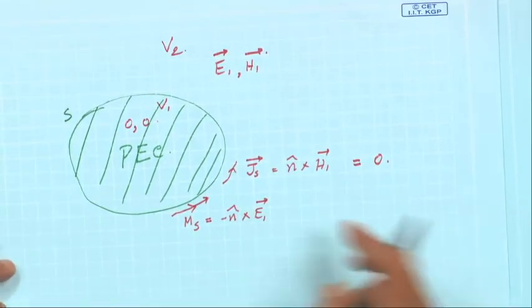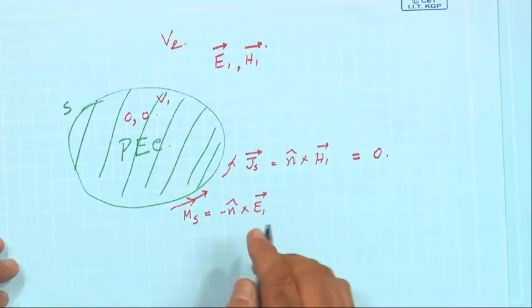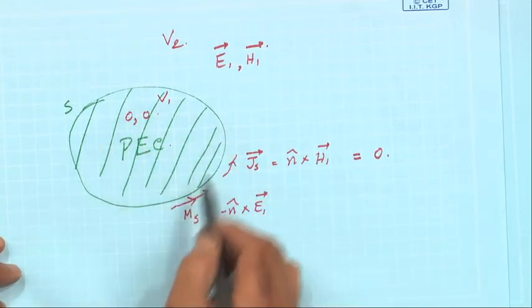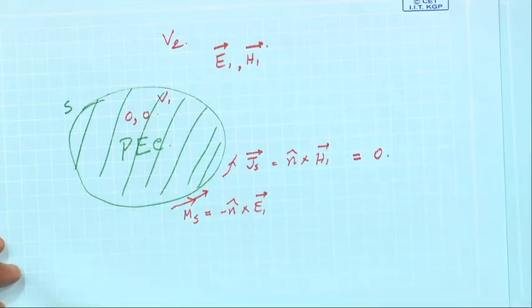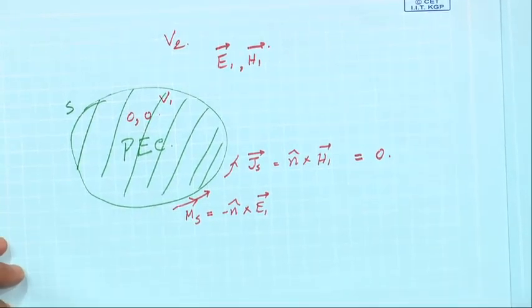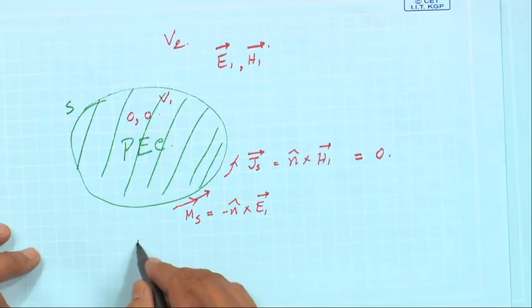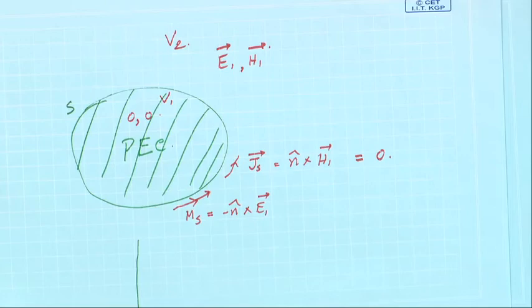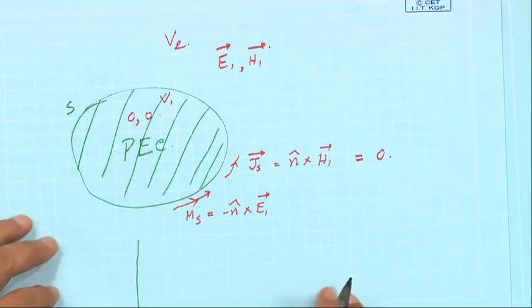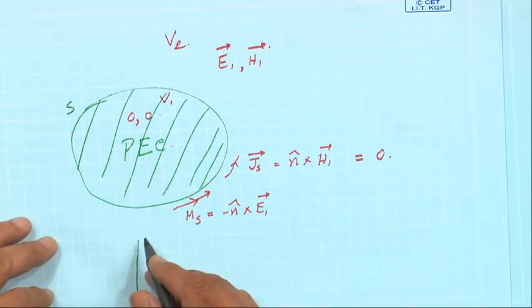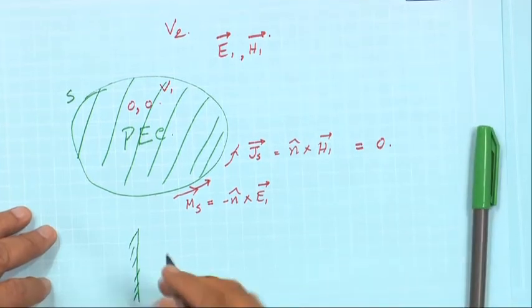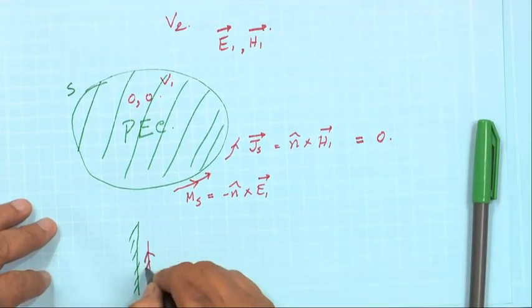Now, that means we have only Ms present here. But the problem is it is having a PEC. So now we can invoke image theory. I can say that if this surface is an infinite plane, and in front of that I have an Ms.